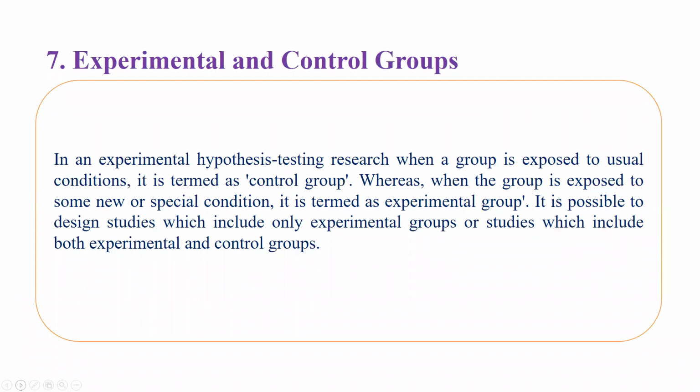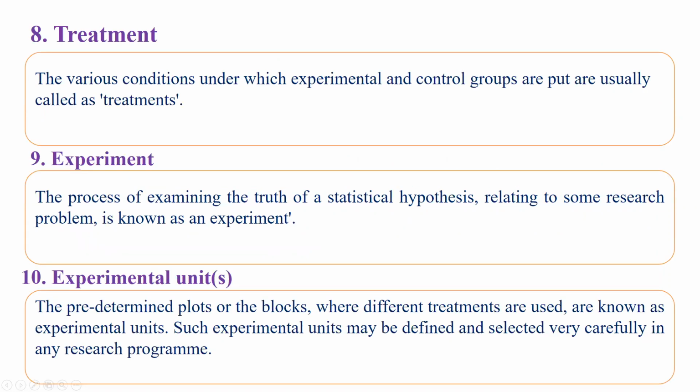Then experimental and control groups. In experimental hypothesis testing research, when a group is exposed to usual conditions, it is termed a control group. Whereas when the group is exposed to some new or special conditions, it is termed an experimental group. It is possible to design studies which include only experimental groups or studies which include both experimental and control groups. Then treatment. The various conditions under which experimental and control groups are put are usually called treatments. So any conditions you apply while doing the research are called treatment.